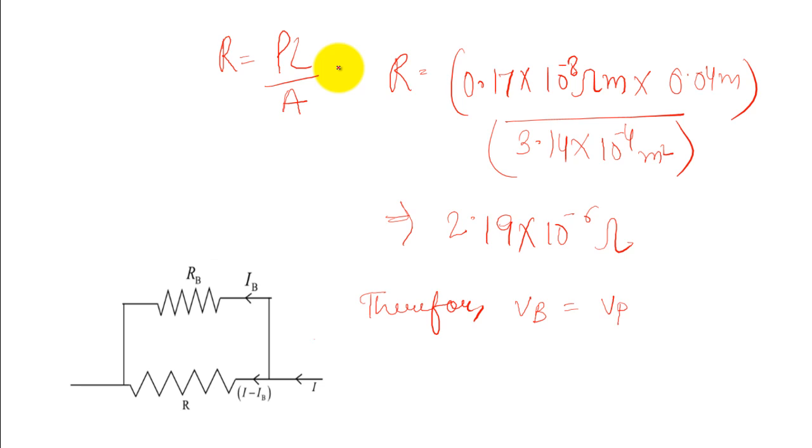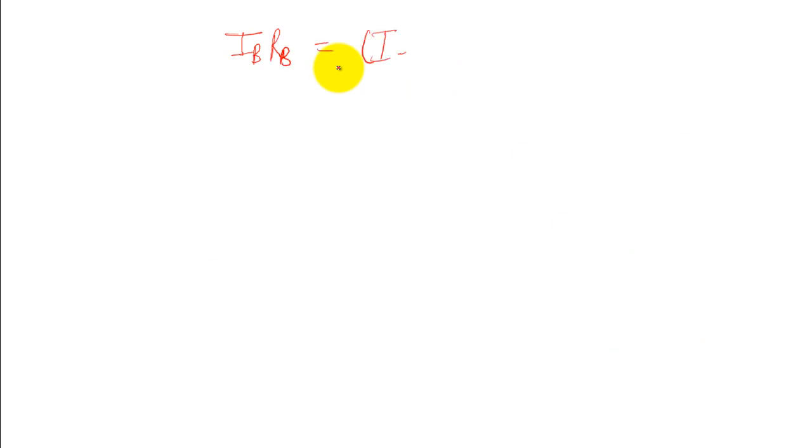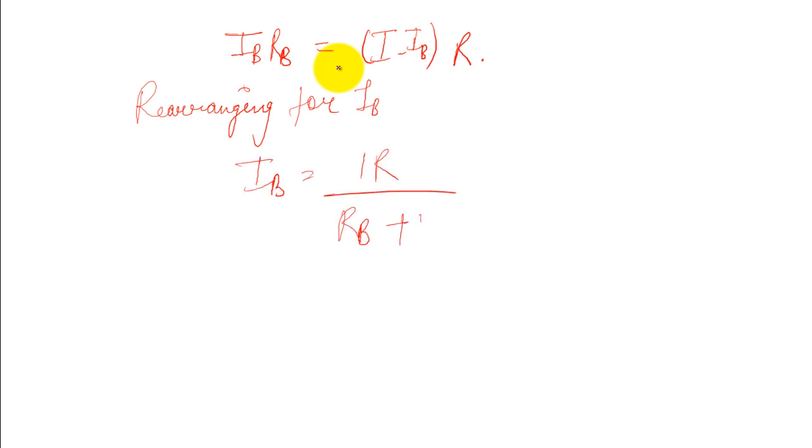Here VB and VP are the values of potential across the resistance of the bird and the resistance of the portion of the wire over which the bird is sitting respectively. Substitute IB RB and (I minus IB) R for VB and VP respectively in the above mentioned equation, and we get IB RB is equal to (I minus IB) capital R. Here IB is the current through the bird and RB is the resistance of the bird. Rearranging for IB, we get IB is equal to I times capital R by (RB plus capital R).